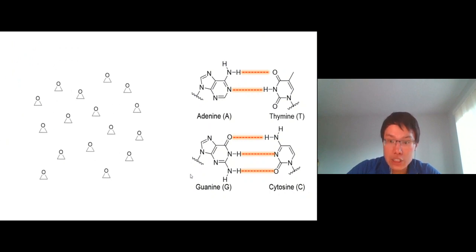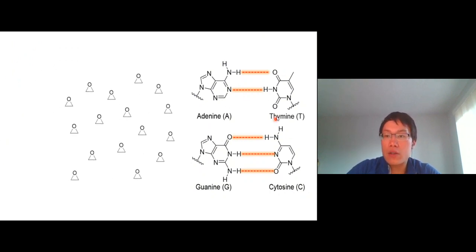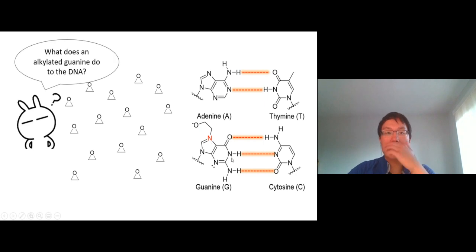Now, from research, all the nitrogen and oxygen atoms could act as a nucleophile, but the most nucleophilic nitrogen is this nitrogen, the nitrogen number 7 of guanine. This can, of course, be alkylated by the epoxide, so the epoxide is going to attach onto that nitrogen. Now, the question is, what does this alkylated guanine do? Does it kill bacteria? How? It's just so small.